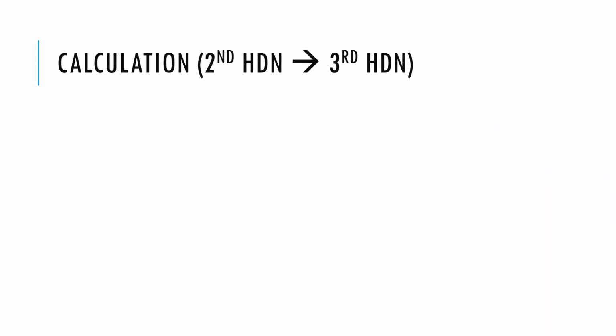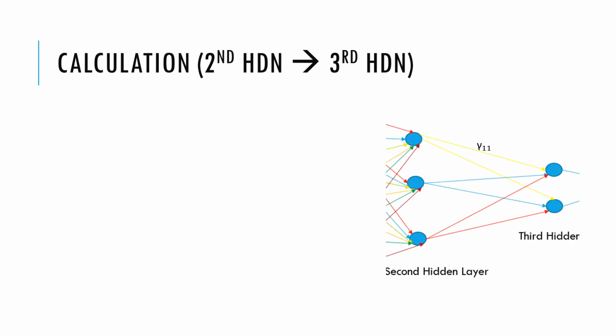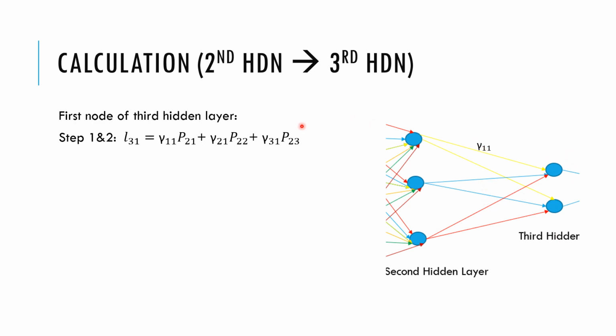So we go on to the next slide, which is again the second hidden layer and the third hidden layer. There are 3 nodes in the second hidden layer and 2 nodes in the third hidden layer. Here we are using gamma as our coefficient value or weight. Same logic applied: 3 is the third layer, 1 is the first node. So we are focusing on this node.